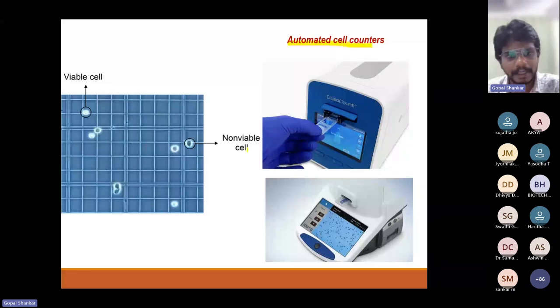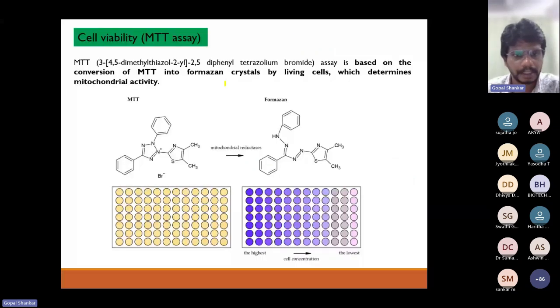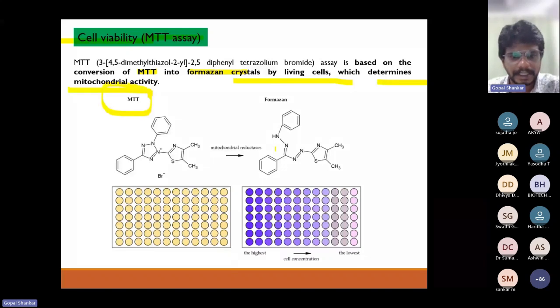So I have counted the cell number. Now I have allowed my material to interact with a particular drug or a component. Now I have to understand the viability. So one simple experiment that is used to understand cell viability is called the MTT assay, which is based upon the MTT dye, which converts to formazan crystals. It happens only in the living cells because it is determining the mitochondrial activity. So when MTT reacts in the live cells, in the mitochondria there is something called mitochondrial reductase that will produce formazan crystals that are basically purple in color.